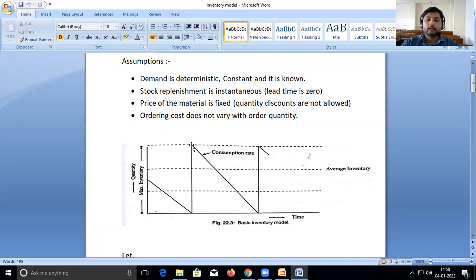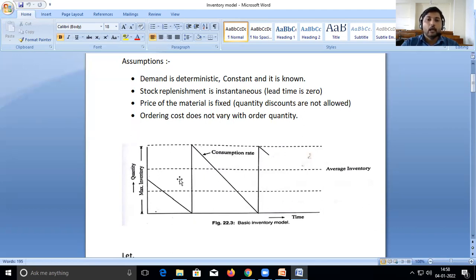Once it has reached the maximum level, once again the consumption is a continuous process, so consumption is going on. Once it reaches the minimum level, once again the replenishment action comes into the picture and is completed, and the stock level reaches the maximum level. So this is the model.